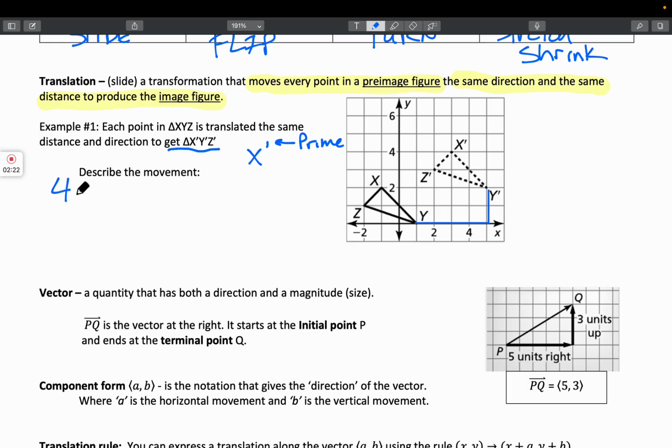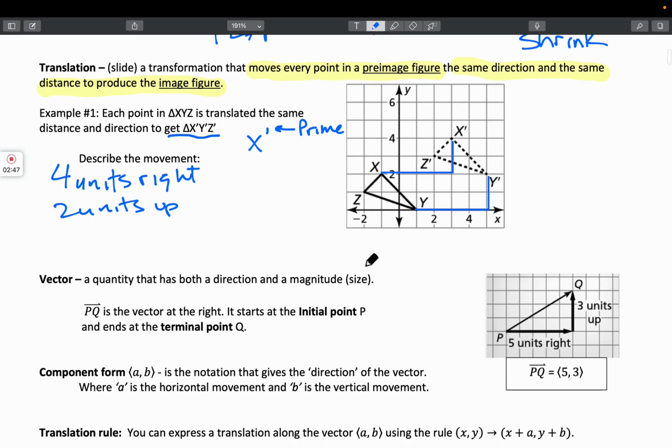So we say that's 4 units right and 2 units up. That's the description of the movement. Now each one of our points from the preimage are going to move that same amount. If we take X, go 1, 2, 3, 4 to the right, and up 1, 2 units, you'll notice that we're at X prime, and the same is true from Z to Z prime.